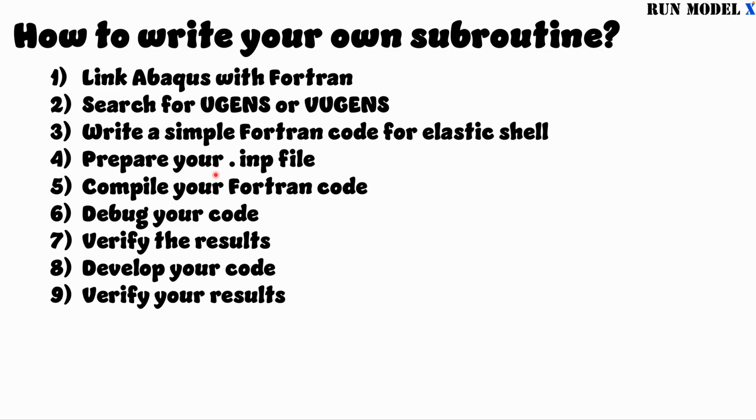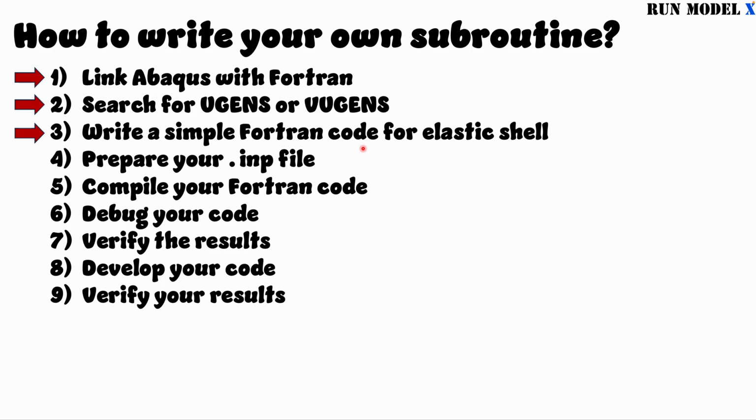Then you need to read more about the UGENS or VUGENS Fortran subroutine. UGENS is for static simulation and VUGENS is for Abaqus explicit dynamic simulation. You need to know all the input variables that go to these two Fortran functions, and what the physical meaning of these input variables is, before starting to write your own subroutine. And then you can write a simple Fortran code for an elastic shell.